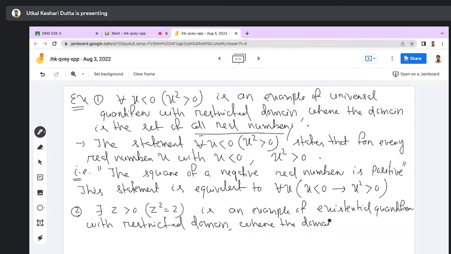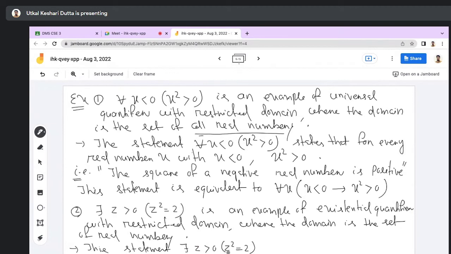But the domain is given. The domain is the set of real numbers. Then we will simplify this statement. Then tell me, this statement says what? Okay.